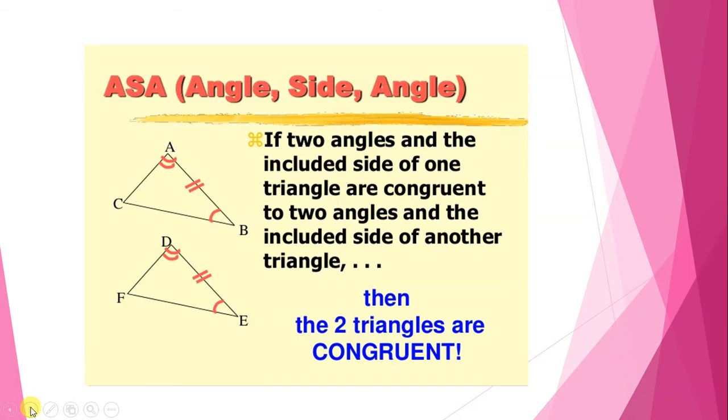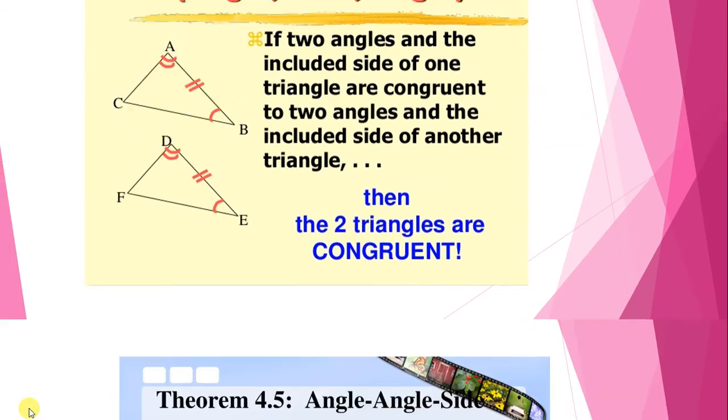Next we have ASA. ASA means angle, side, angle. If two angles and the included side of a triangle are congruent, the figures will be congruent. Can you see this? Angle A is equal to angle D, angle B is equal to angle E, and this included side AB is equal to ED. So yes, the figure will be congruent by using ASA.